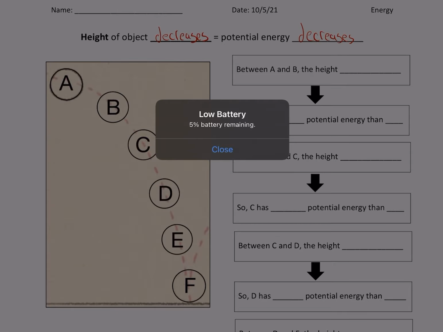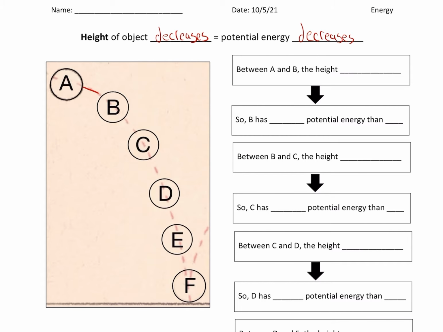Anyways, we're going to look at what happens if we drop a ball and the height's going to get lower and lower and lower. So between A and B, the height decreases because the ball gets lower or closer to the ground, which means B is going to have less potential energy than A.